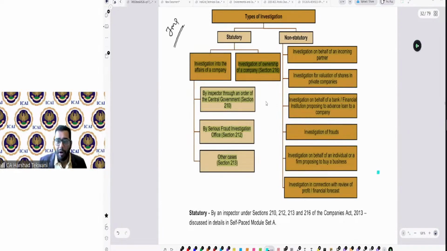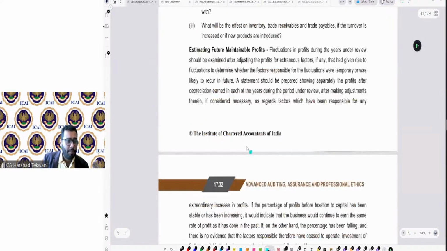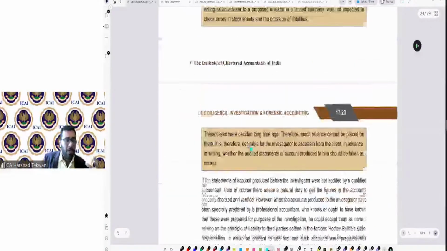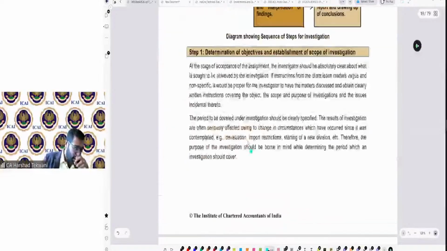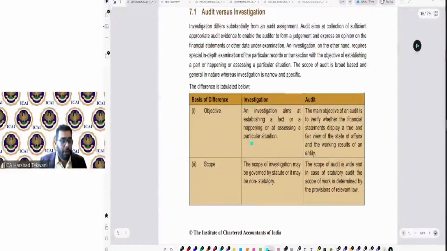Now the question is how investigation is different from due diligence. We'll understand that with one example. If I go to the differentiation between investigation and audit, that will also help you understand the difference between investigation and due diligence. The objective of an investigation is establishing a fact or happening, or assessing a particular situation. It means why an investigation is done: to prove a fact, whether something is happening or not happening.